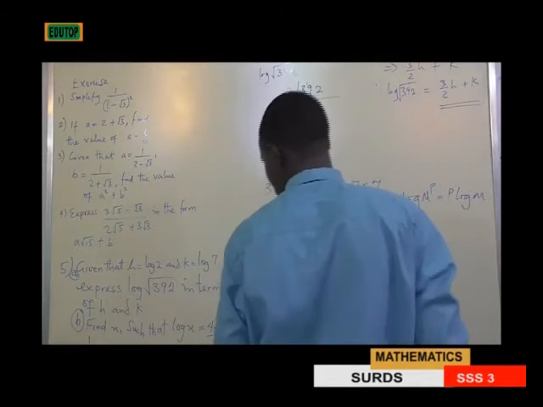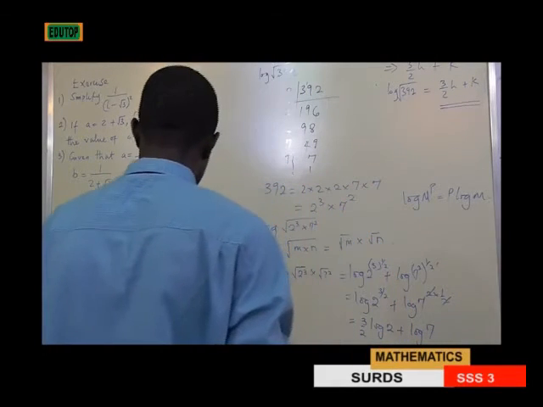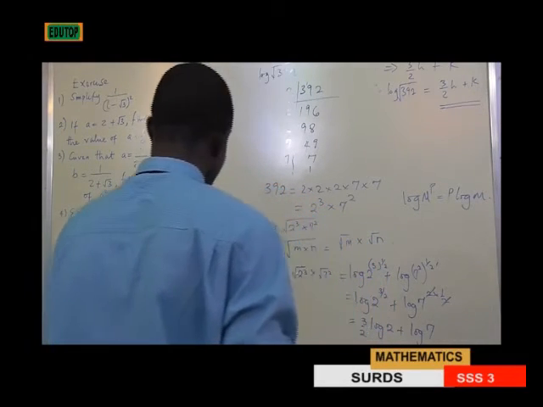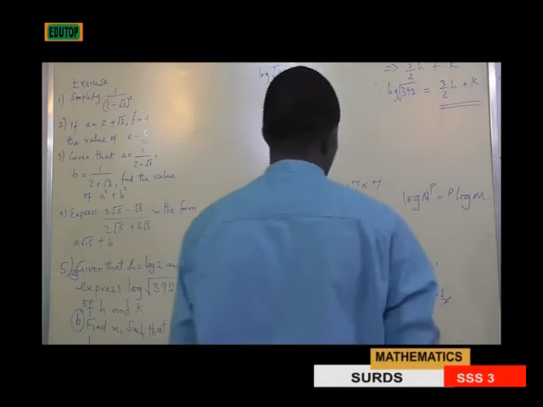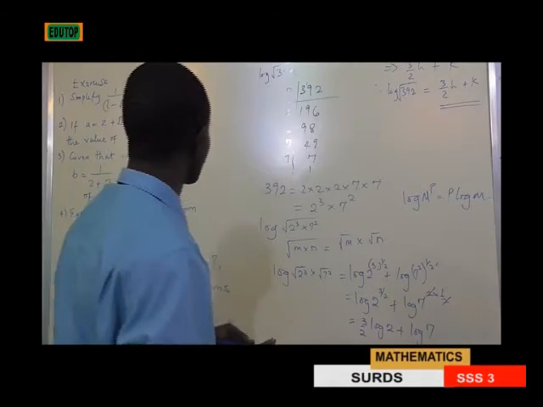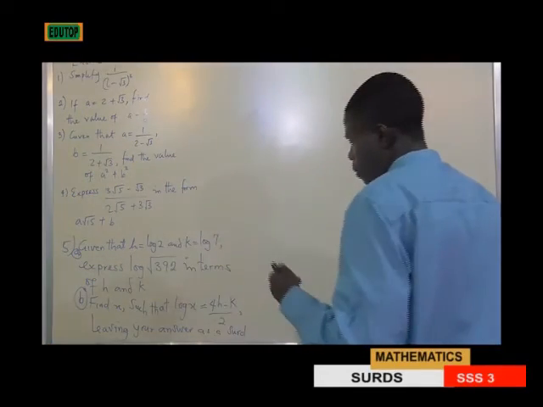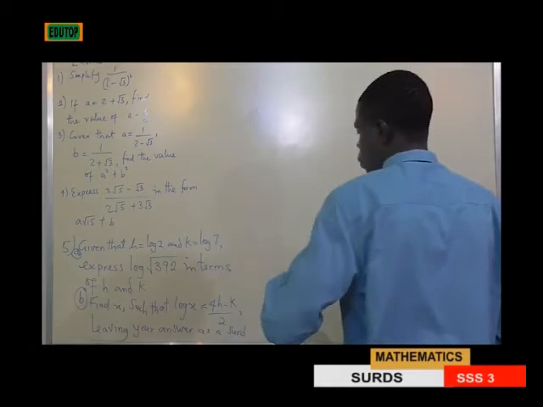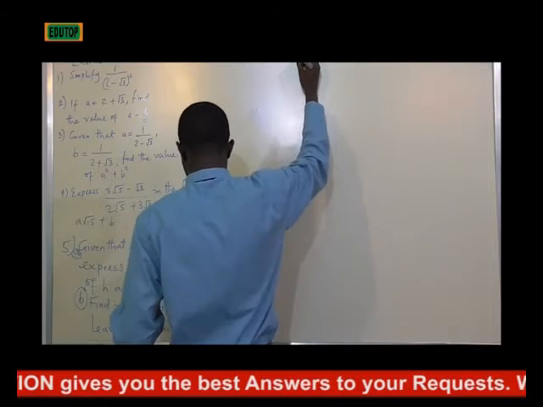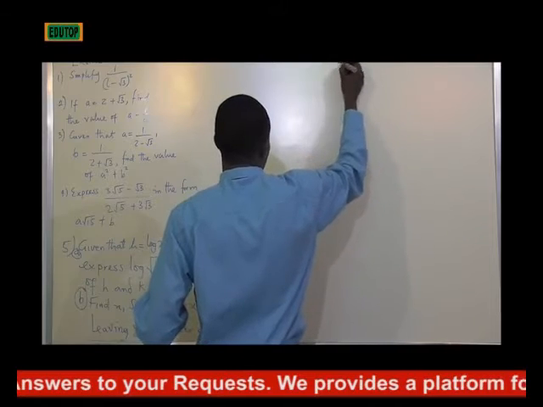The question still moves further to tell us that we should find x such that log x equals 4h minus k over 2. Now the B part of question 5. Find x such that log x equals 4h minus k over 2. So we are given this equation, log x equals 4h minus k over 2.